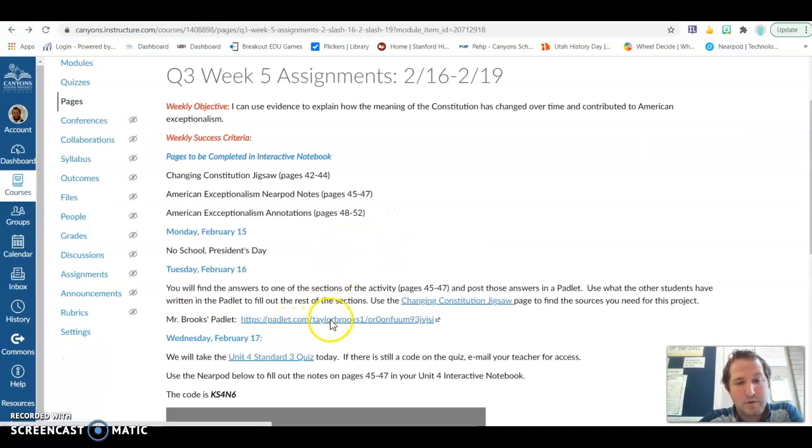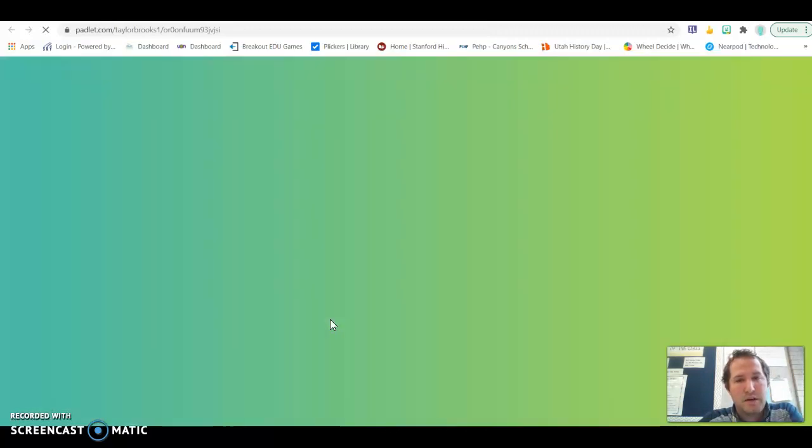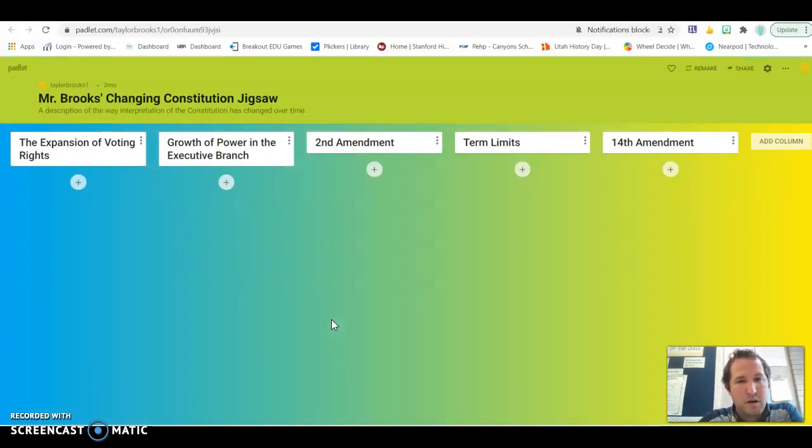that is listed here for Mr. Brooks. Ms. Crandall's class will have a different Padlet. You're going to go here and look here. Obviously, nothing's here yet because we haven't done it, but you will add your information to whichever section you did, you will add it here. And then you will use your classmates' work to fill out the remaining 4 sections.